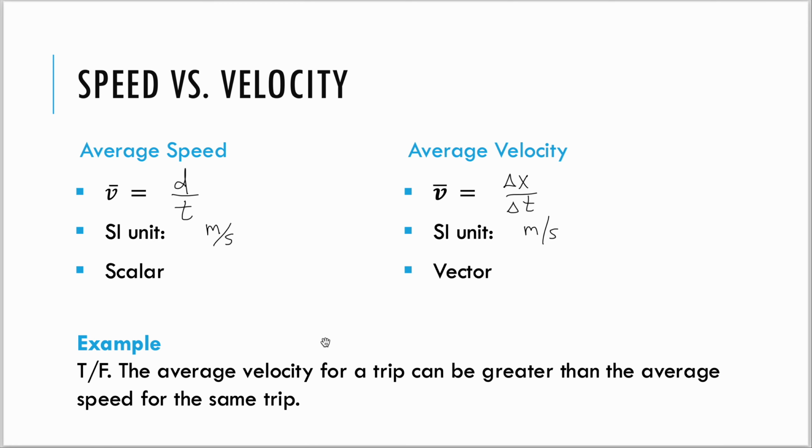Let's look at an example. True or false? The average velocity for a trip can be greater than the average speed for the same trip. So this is actually false.